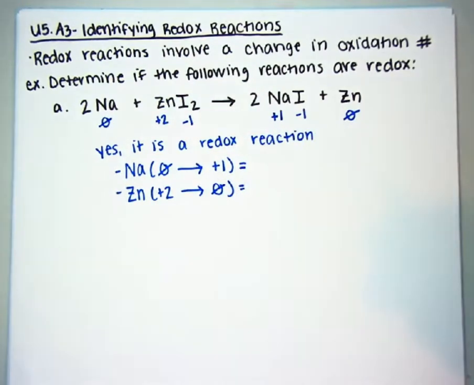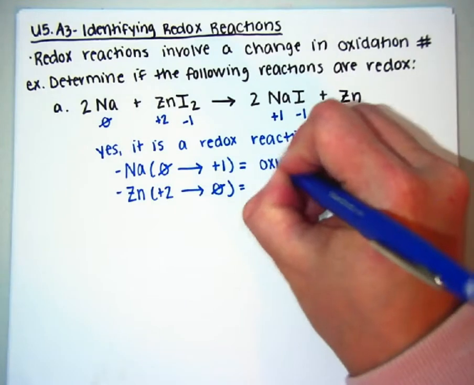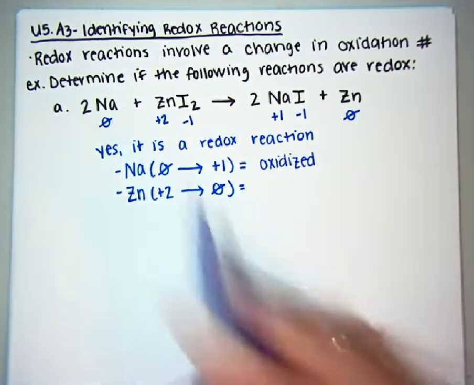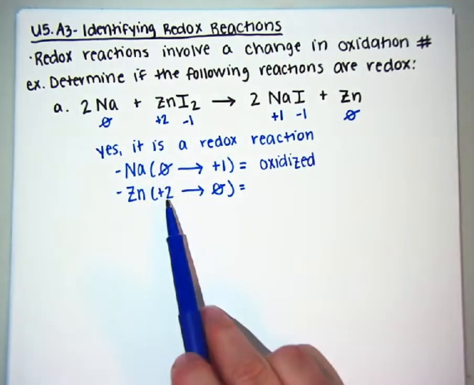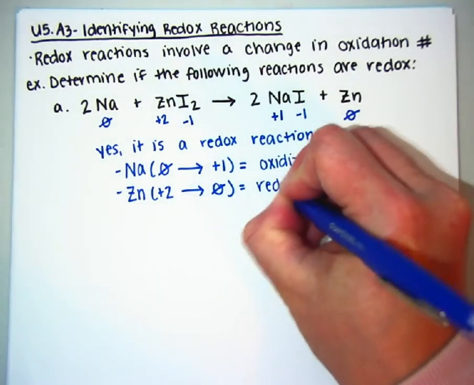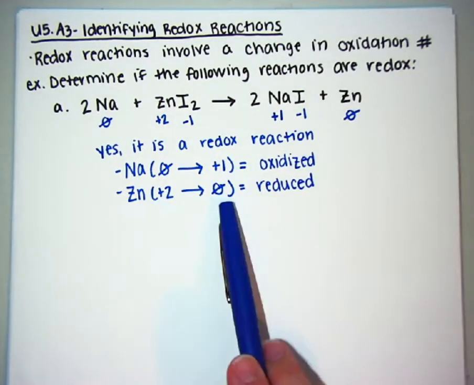So, OIL RIG. Oxidation is the loss of electrons, reduction is the gain of electrons. And remember, electrons are negative. So if you lose an electron, it's like subtracting a negative, it becomes more positive. Sodium becomes more positive, so it's oxidized. It had to lose electrons. Zinc must have gained electrons. Zinc is being reduced. It's going from a +2 down to a 0. So zinc is reduced. If you're gaining electrons and electrons are negative, it becomes more negative.